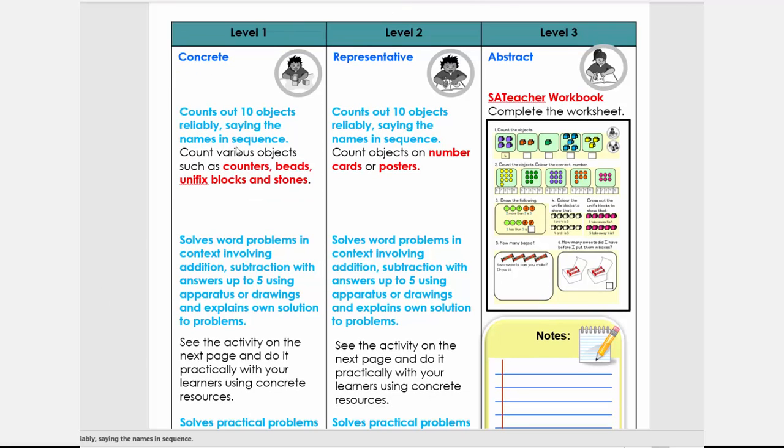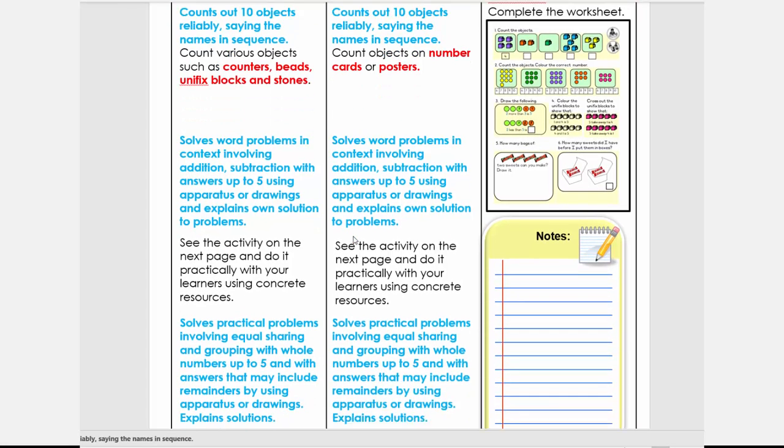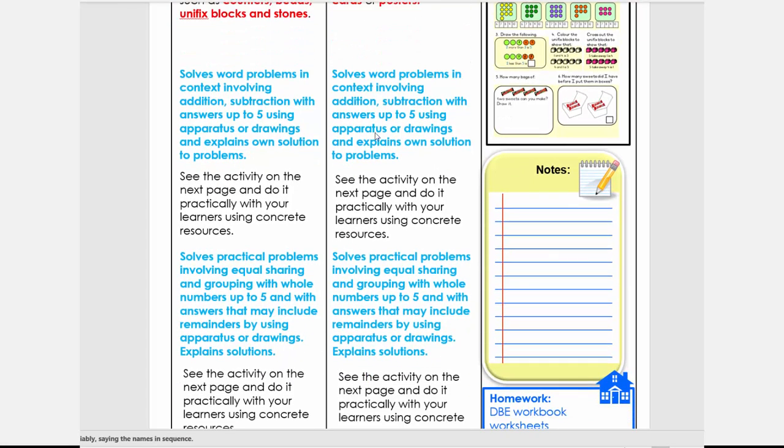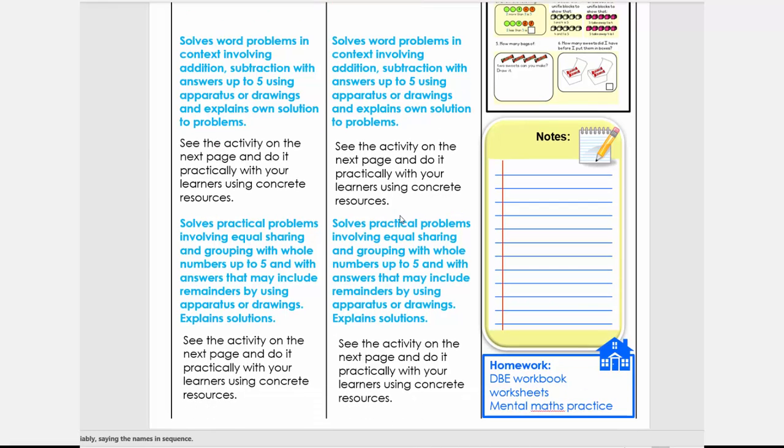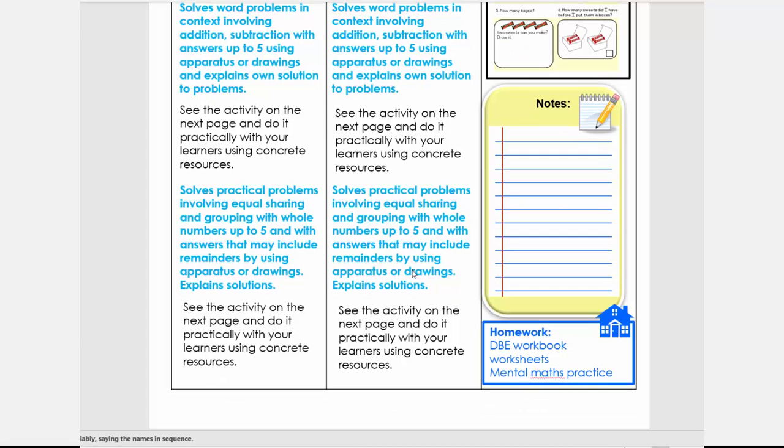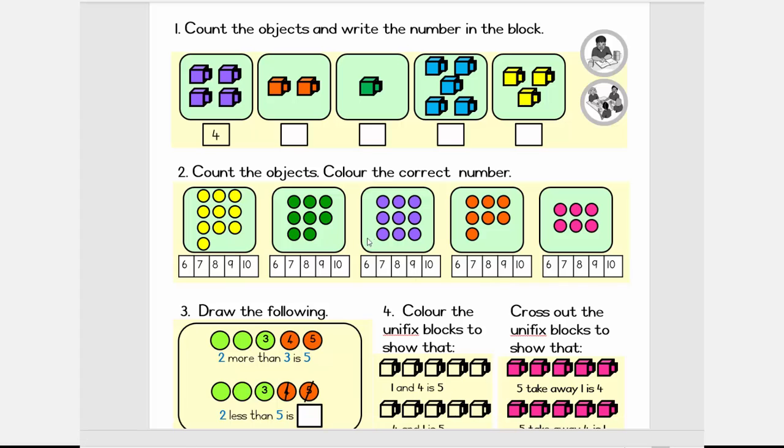Here again, on the concrete and representative level, we just repeat. But what's very important is the problem solving activities. You will see all the problem solving activities, they still do it in context. So they do it through stories. I'm going to pause and you can read through this. But all these activities will be in their worksheets and you can do it from there. So let's quickly go to the worksheet.